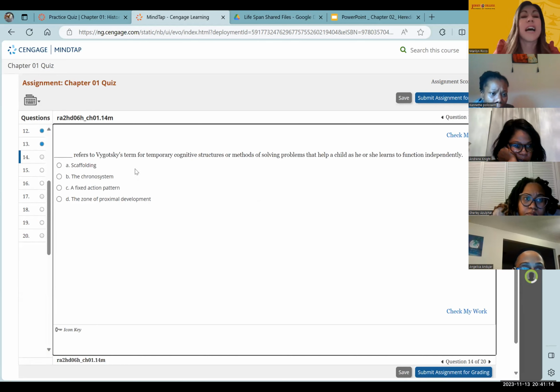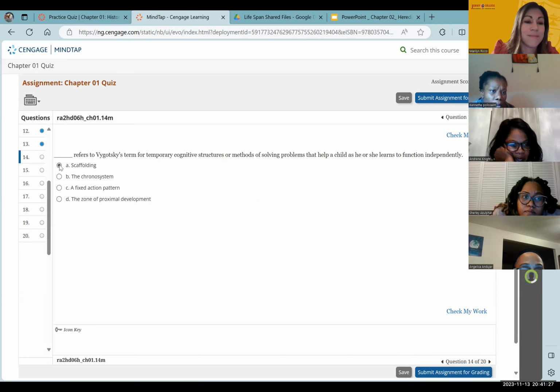Blank refers to Vygotsky's term for temporary cognitive structures or methods of solving problems that help a child as he or she learns to function independently. A. Oh, yep. Scaffolding. Okay.